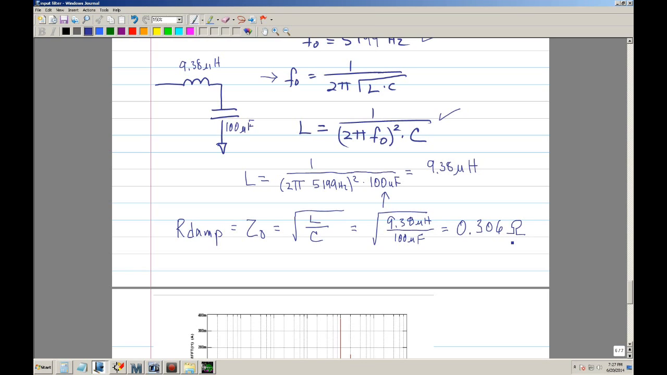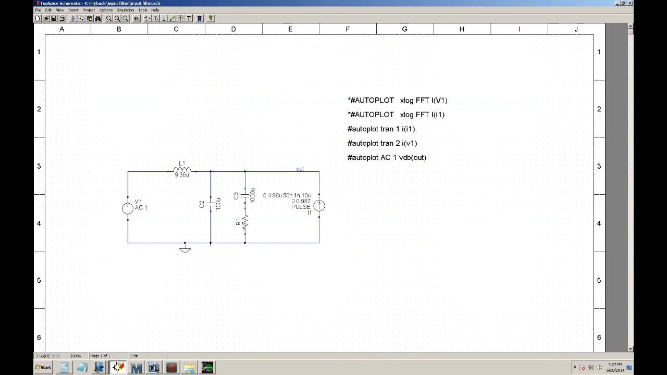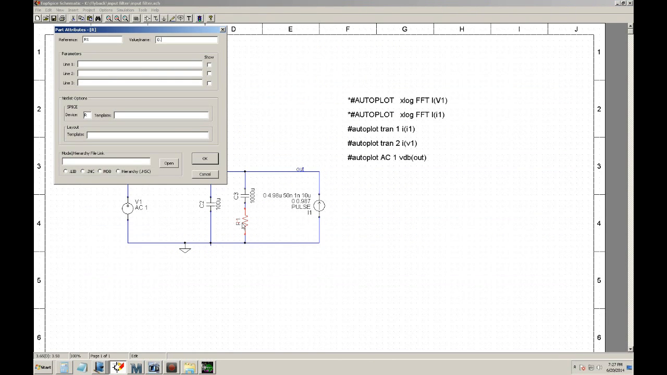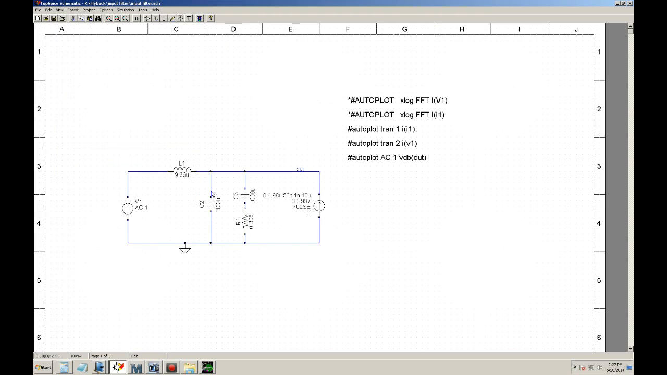Okay, so let's go ahead and try that. Make that 0.306. Now, that value is probably low enough that any internal ESR in series with the 100 would probably satisfy it, but I'm just going ahead and demonstrating this for demonstration purposes, to show how it damps.